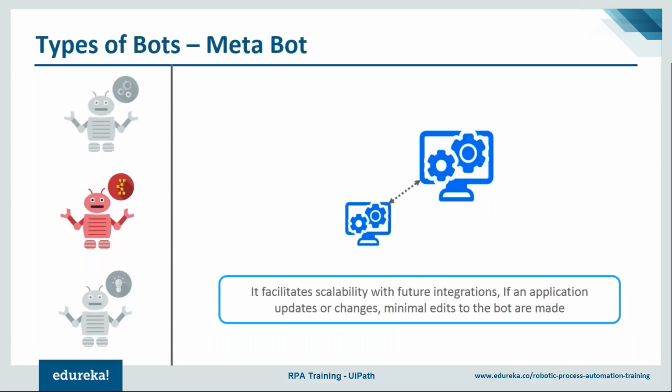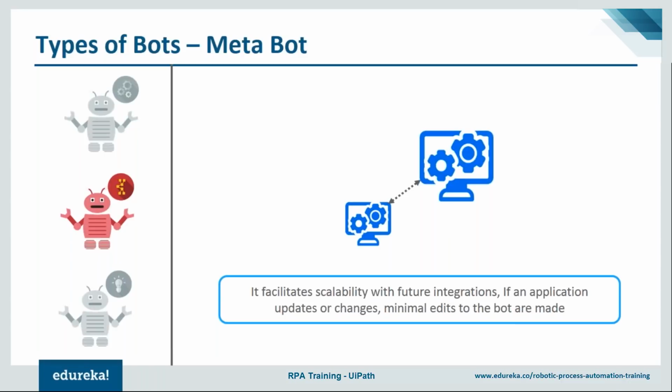The second type of bot is a meta bot. So what is a meta bot? A meta bot is basically based on the properties where your implementation is being carried out. Now, when I say properties, what I basically mean is, for example, I went to a website called Flipkart.com.